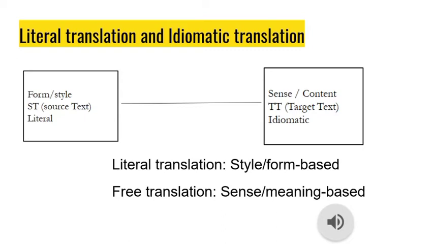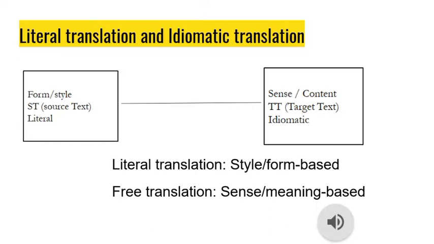Well, we jump to the second slide. On this slide, you may see two kinds of boxes. The right one is form or style from the source text, or we can call it literal, and then the second one is the sense or content as a target text, or we can call it idiomatic. Both of them are different. We start from the literal first.